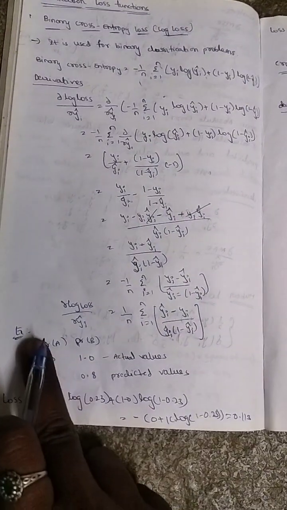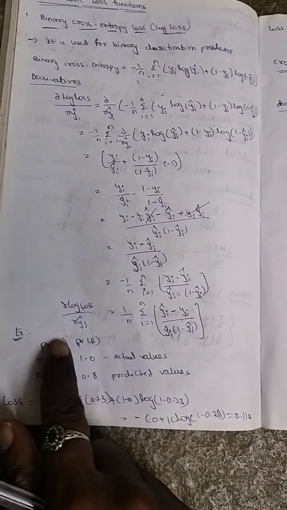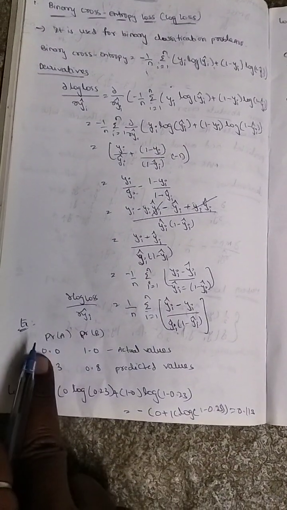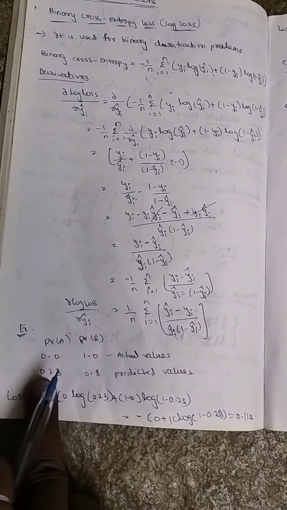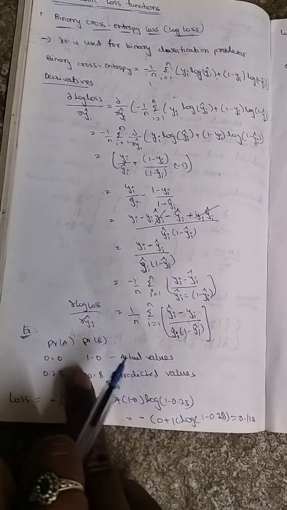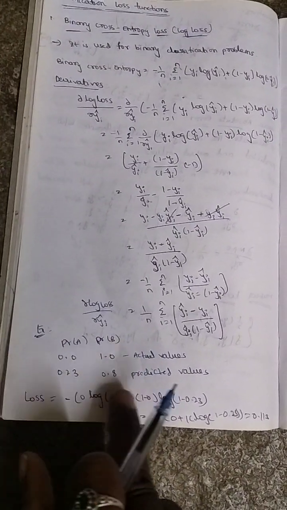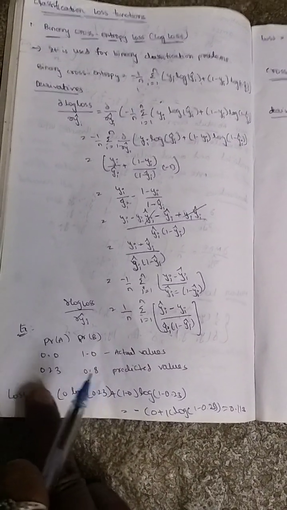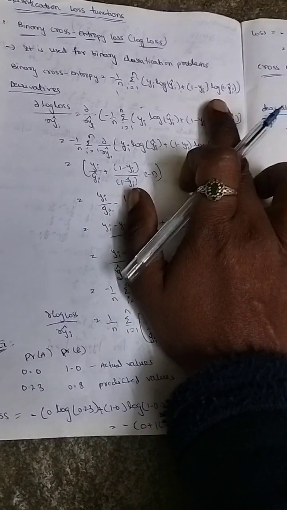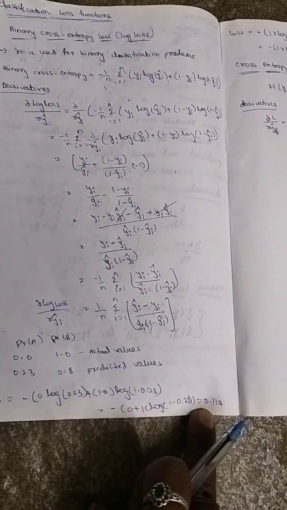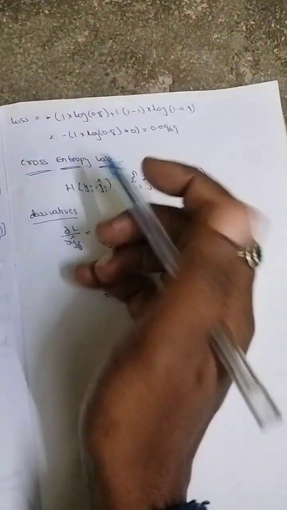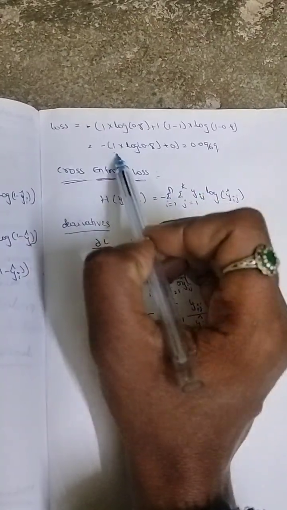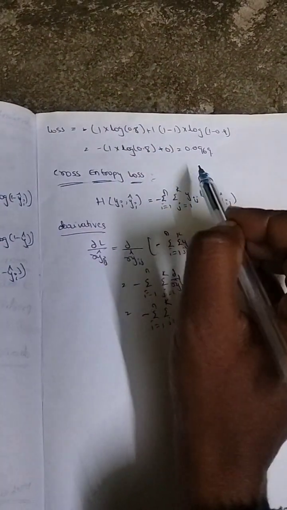And the example of binary cross entropy loss is predicted A, predicted B. For predicted A, the actual value is 0.0 and the predicted value is 0.23. For predicted B, the actual value is 1.0 and the predicted value is 0.8. These values are substituted in the formula, and after calculating we get the loss 0.113. And the next one, predicted B: this is the calculation and this is the loss. This is the binary cross entropy loss.